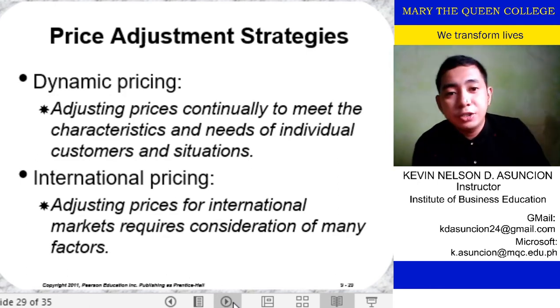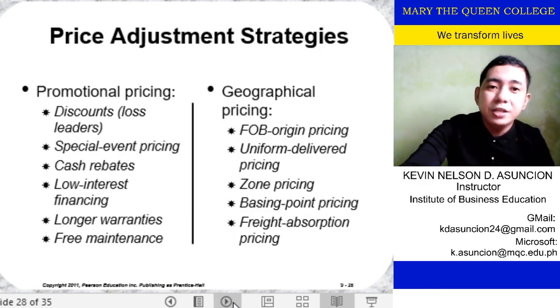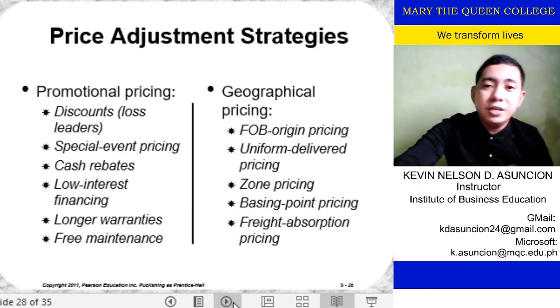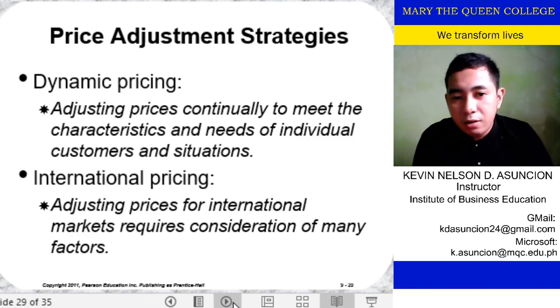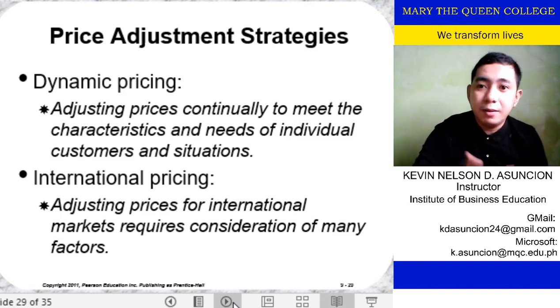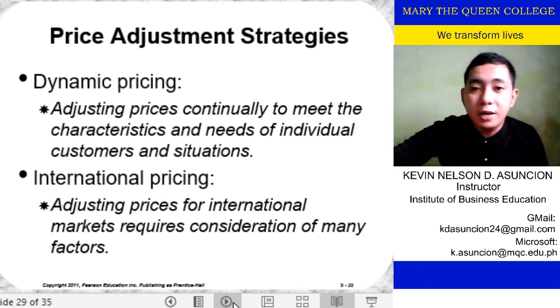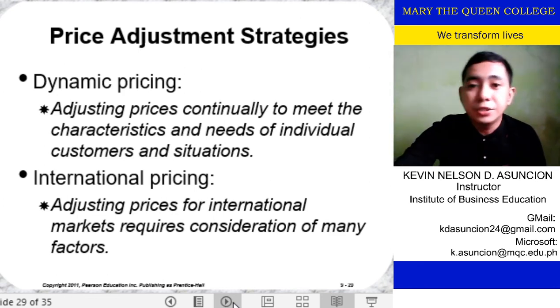Also, we have international pricing. Adjusting prices for international markets requires consideration of many factors as mentioned. Kanina I mentioned the geographical pricing that may be related to international pricing. So, kung local naman for the geographical pricing, iba yung price mo dito sa Pampanga, iba yung price mo sa Metro Manila and the like. So, because of some other considerations.